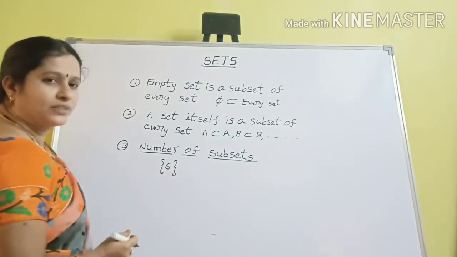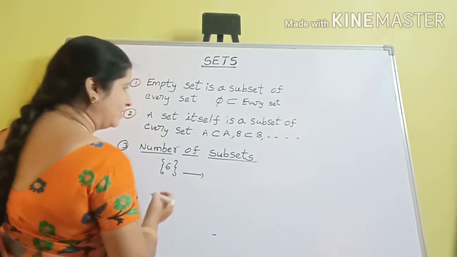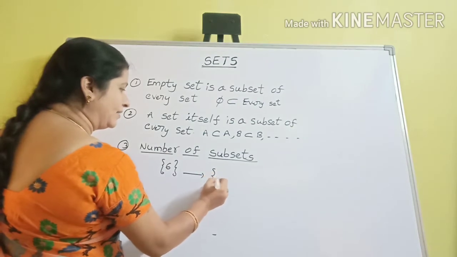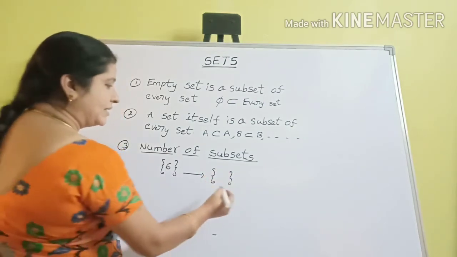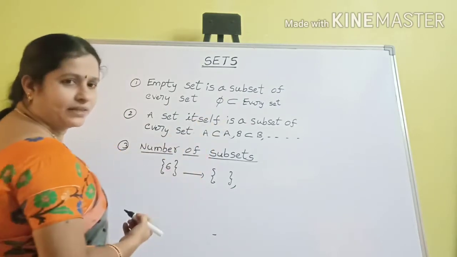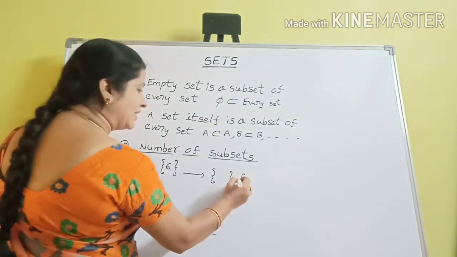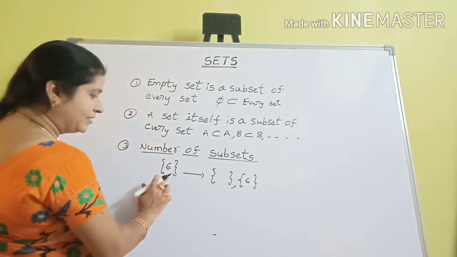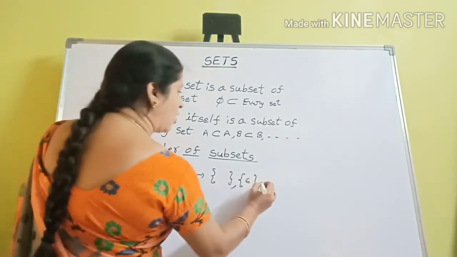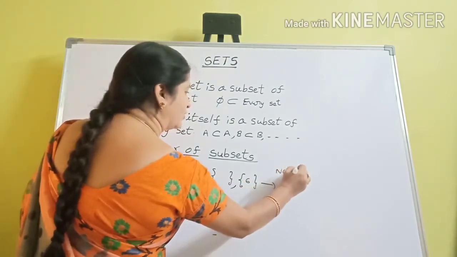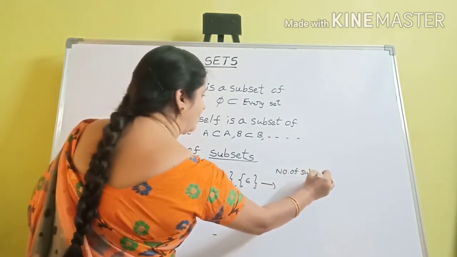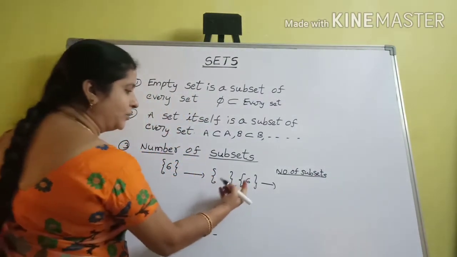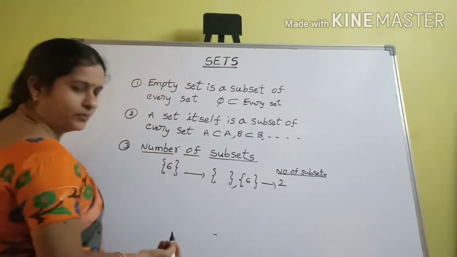So what are the subsets of this set? The first point is empty set is a subset of every set. So first we have to write empty set. The second one, a set itself is a subset. A set itself means the same set of 6. So these two are the subsets of the set of 6. So how many number of subsets are there for this one? So how many? 1, 2. Number of subsets is 2.